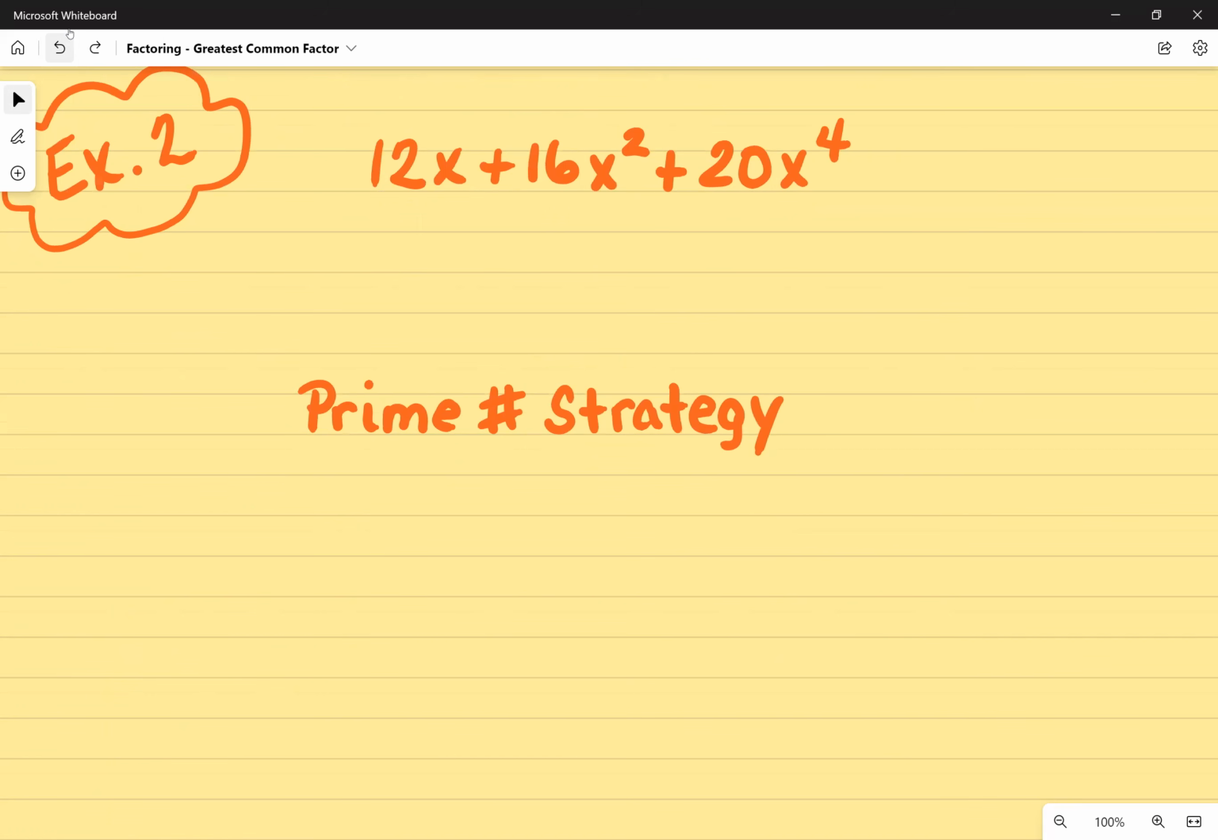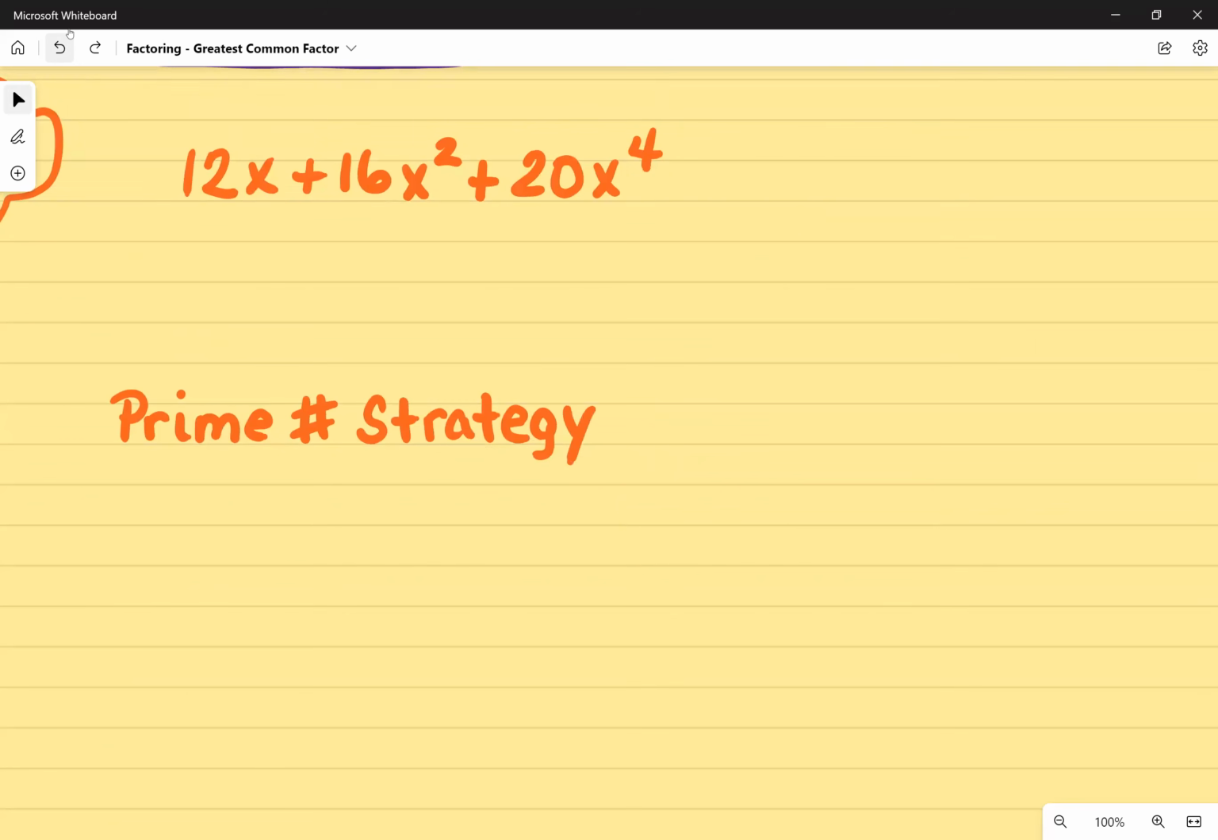There's multiple ways to do this, but let's go over to the side. What I'm going to do is just write out for each term, what do I see? I see for 12, I'm trying to see what is the biggest number I can divide all three of those numbers by. So the 12, the 16, and the 20. Some of you automatically know immediately, but others of you need a little practice.